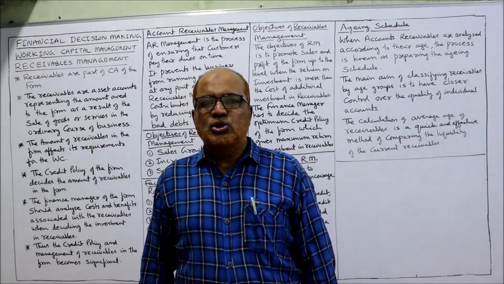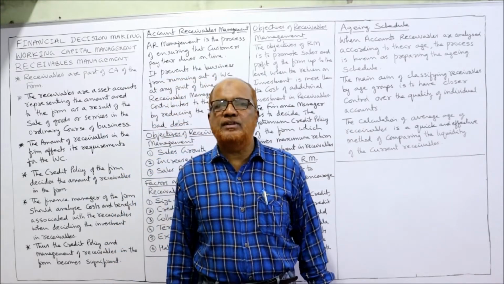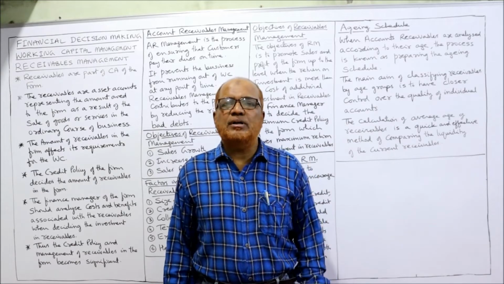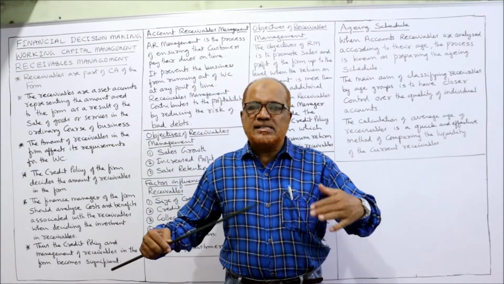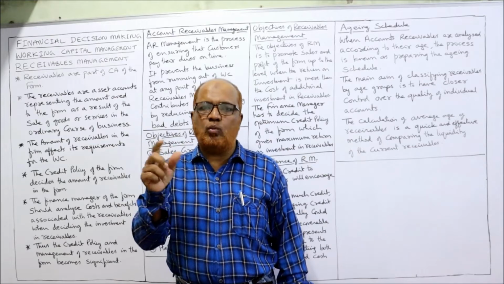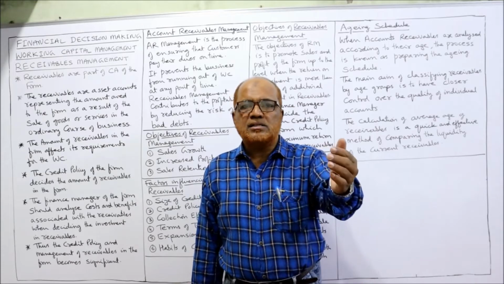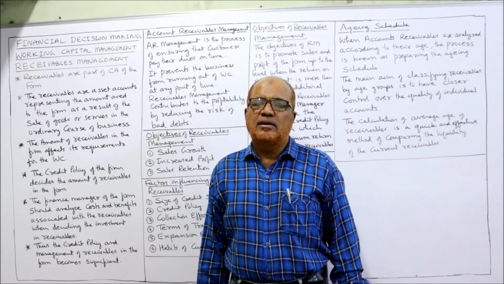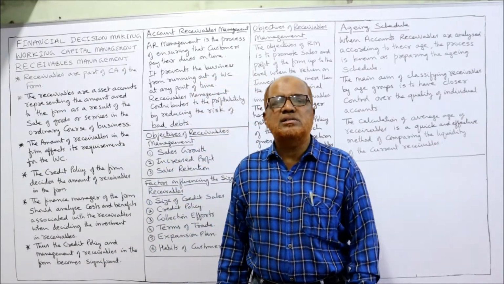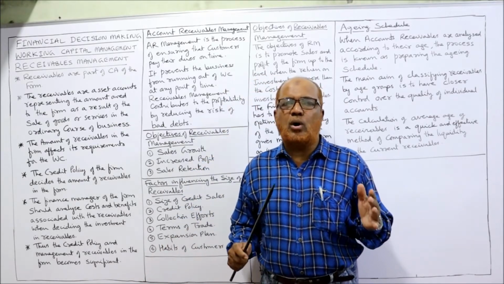Receivables management. Before starting the management of receivables, first of all you must know the meaning of the term receivables. Receivables are the amount due from credit customers. When a business sells goods on credit, the business will allow some credit period like 1 month, 2 months, 3 months. After the expiry of the credit period, the customer will make the payment. Till the time the customer has not paid the amount, that amount is called receivables.